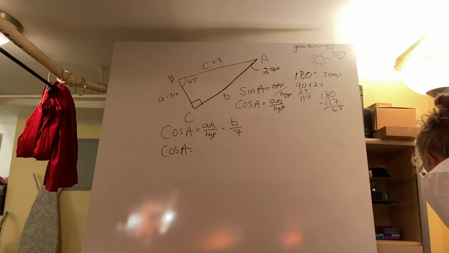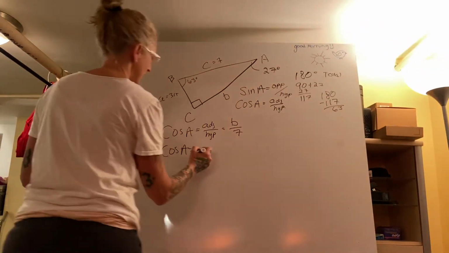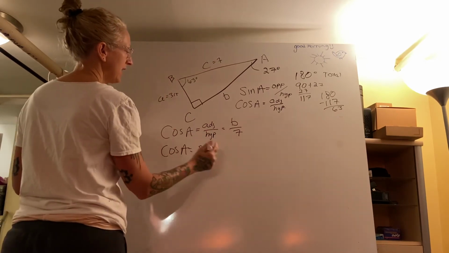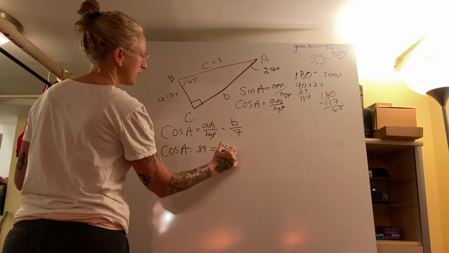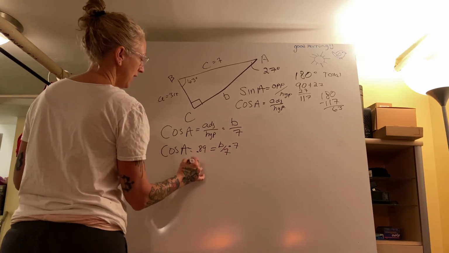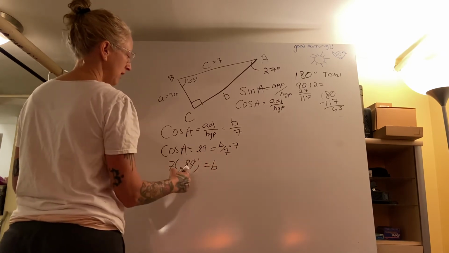Cosine of 27 degrees is 0.89. Again, if these numbers are wrong, I'm going to have to redo the whole video, so we'll see. So cosine of A equals 0.89 equals B over 7. So now I have to multiply both sides by 7, and I get 0.89 times 7 equals B. So now I just have to multiply that.